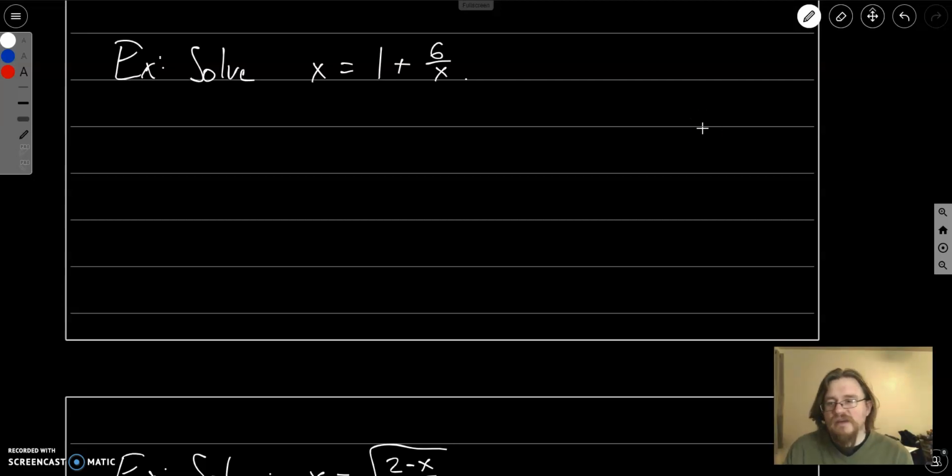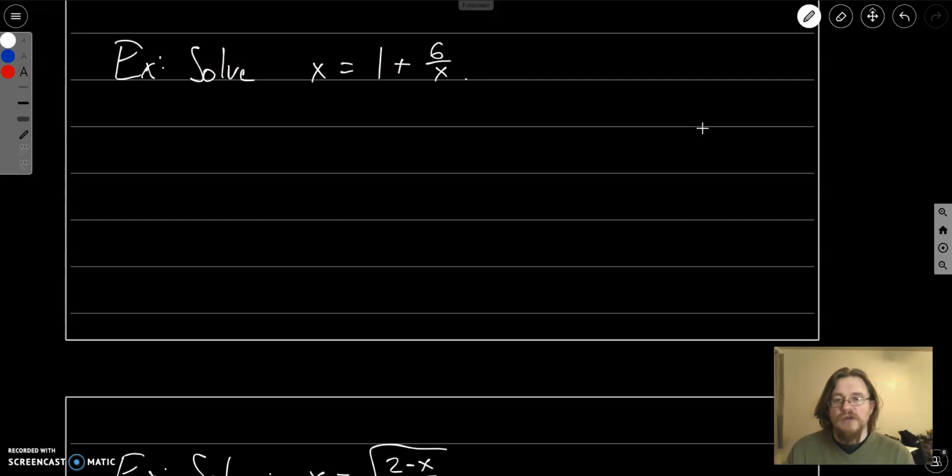Hello and welcome back. We'll finish up this section on quadratic equations by looking at some equations that don't necessarily look quadratic, but can be made to do so. So for instance, here we've got x is equal to 1 plus 6 over x.